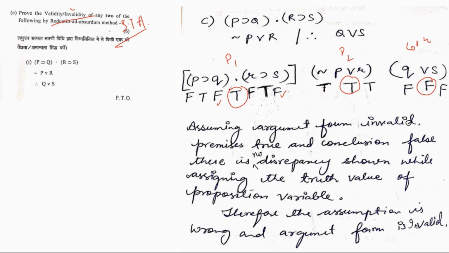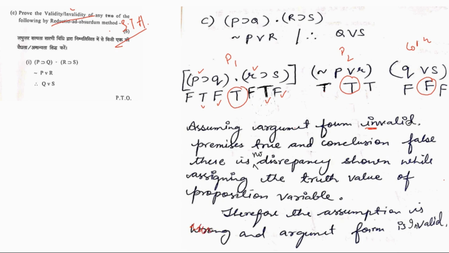उसके बाद डॉट में ट्रू विल बी ओनली इन वन कंडीशन, जब दोनों आपके नंबर्स ट्रू हो. So this can be true only if r is false and p is false. तो again p फॉल्स होगा तो negation p would be true and tt is true. So just write the statements also assuming the argument form invalid. So we are already assuming it as invalid because it is true, true, false, premises true and conclusion false. There is no discrepancy. So again there is no discrepancy or inconsistency here while assigning the truth value of the proposition variable. Therefore the assumption is wrong.